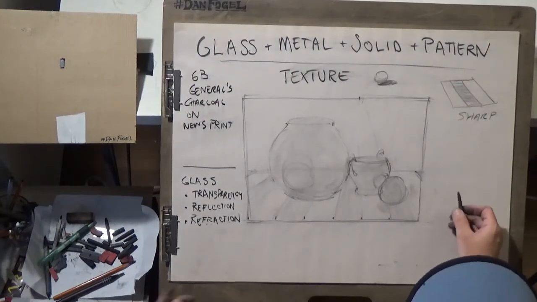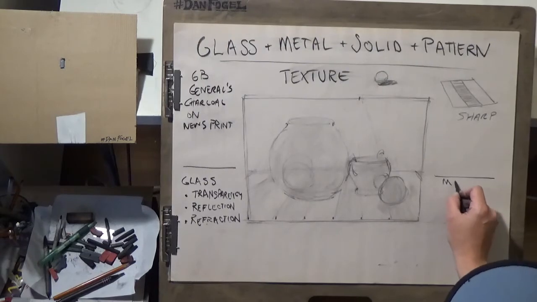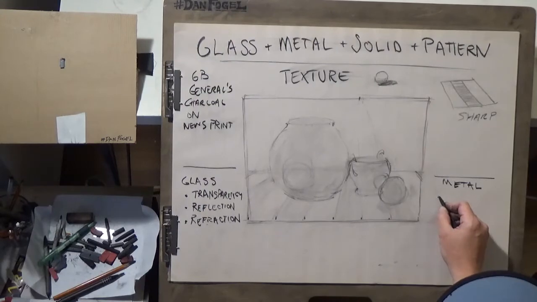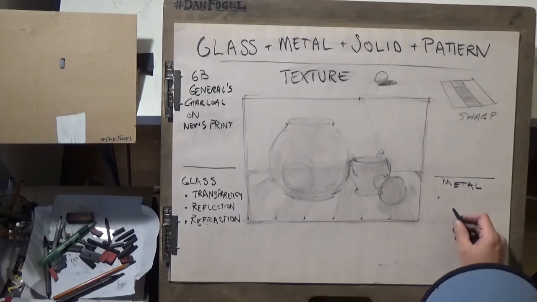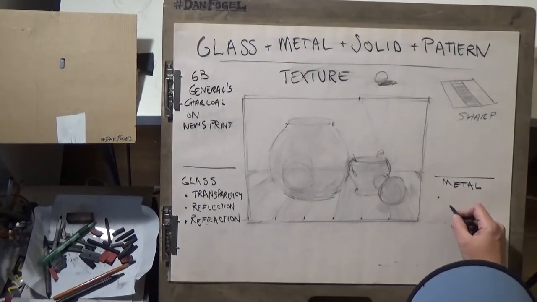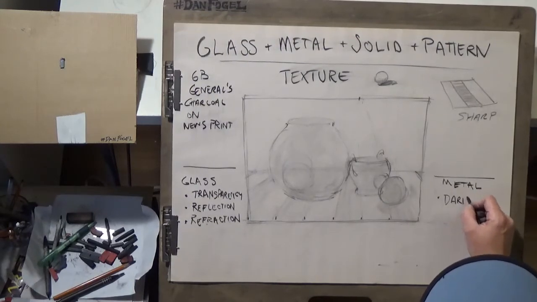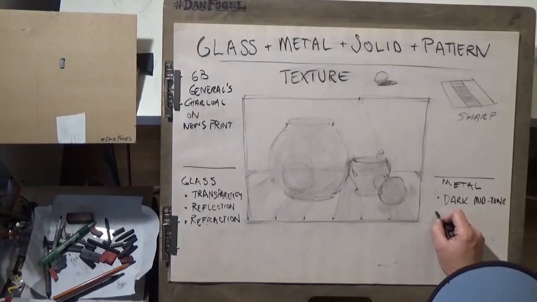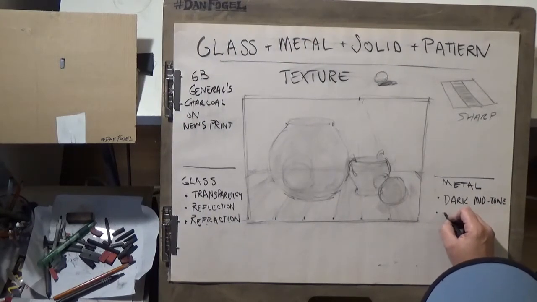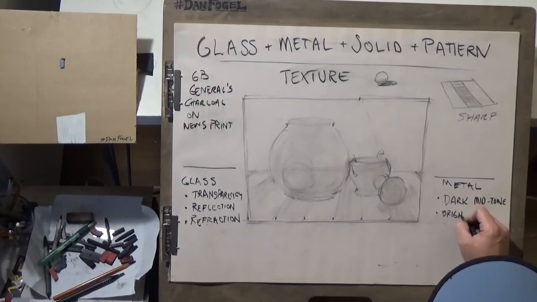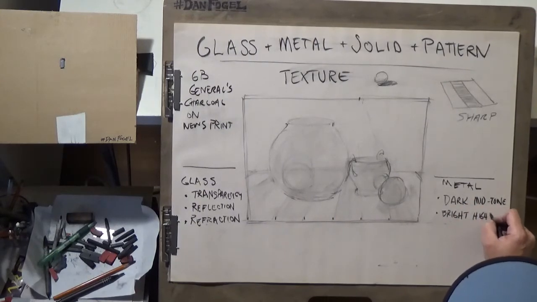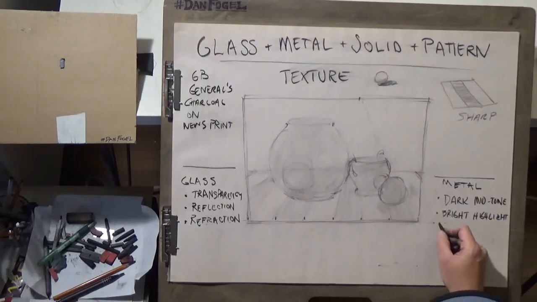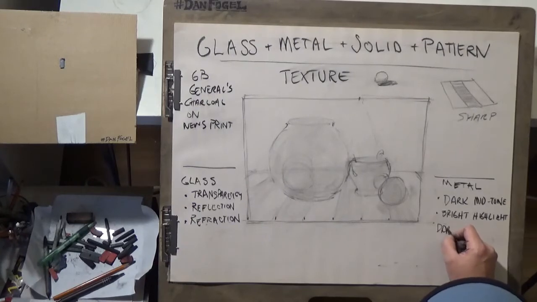What's going on with the metal? Metal has a dark mid-tone. Bright highlights. Even darker shadows.